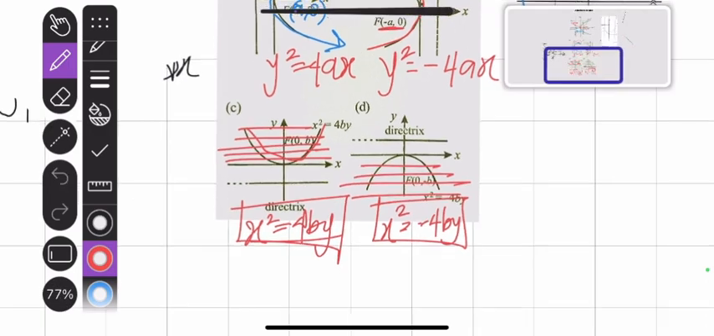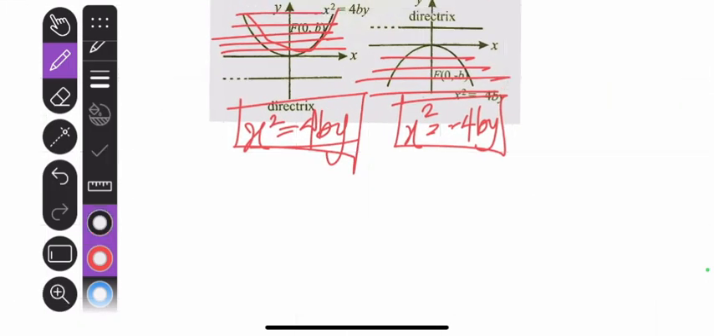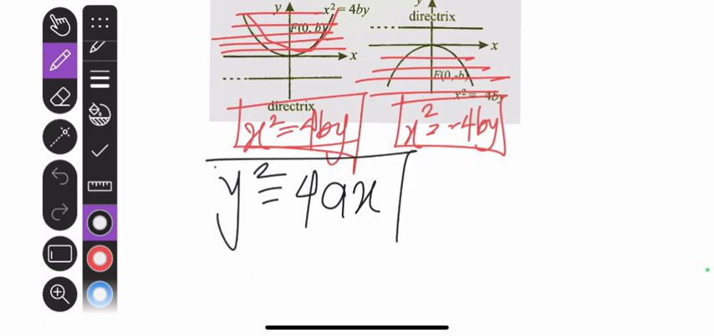So we can have these four distinguished equations as equations of a parabola, but we mostly use this generally: y squared equals 4ax. So just take note of this particular formula. y squared equals 4ax.